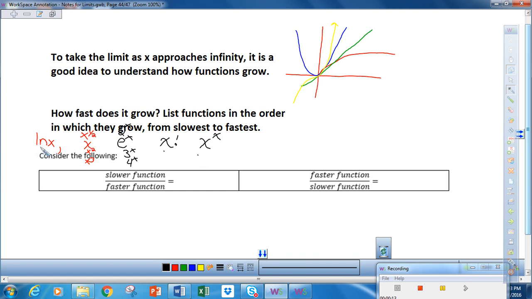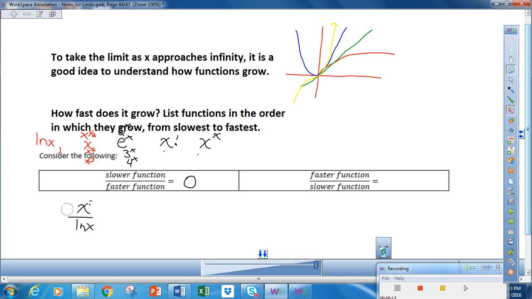What we know is that if a slower function is divided by a faster function, that is going to go to zero. Let's say you have x squared divided by the natural log of x. Well, the natural log of x grows so much slower. Okay, I wrote that wrong. Slower over faster would be the natural log of x over x squared. Well, x squared is growing so much faster than the natural log of x that it's going to make it go to zero, because this number is getting big, big, big, and this number is just kind of lingering.